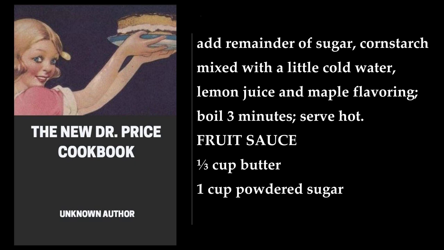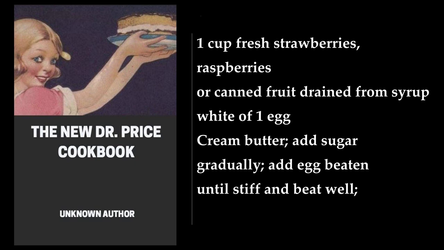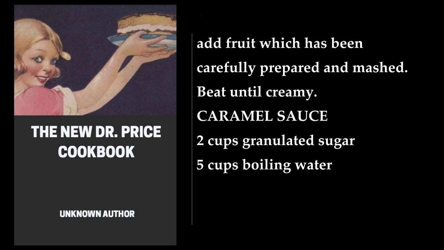Fruit sauce. 1/3 cup butter. 1 cup powdered sugar. 1 cup fresh strawberries, raspberries, or canned fruit drained from syrup. White of 1 egg. Cream butter, add sugar gradually, add egg beaten until stiff and beat well. Add fruit which has been carefully prepared and mashed. Beat until creamy.